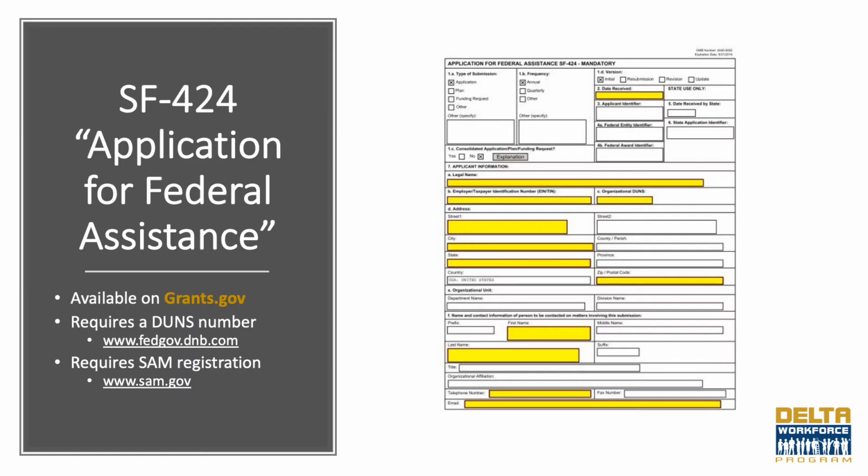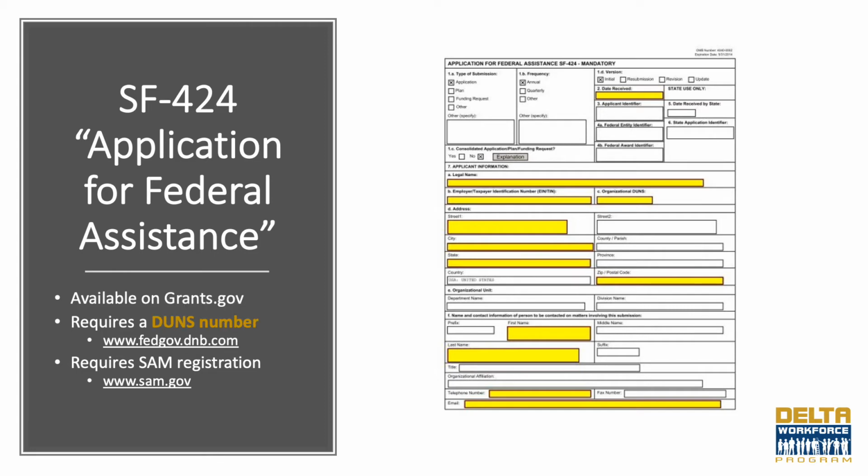Applicants must complete the SF-424 application for federal assistance available at www.grants.gov. The SF-424 must clearly identify the applicant and must be signed by an individual with authority to enter into a grant agreement. Upon confirmation of an award, the individual signing the SF-424 on behalf of the applicant is considered the authorized representative of the applicant.